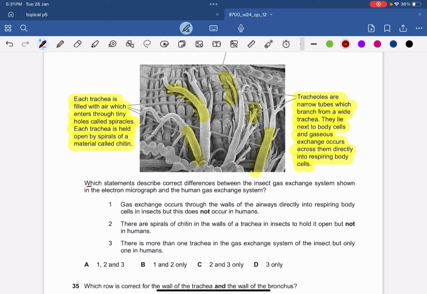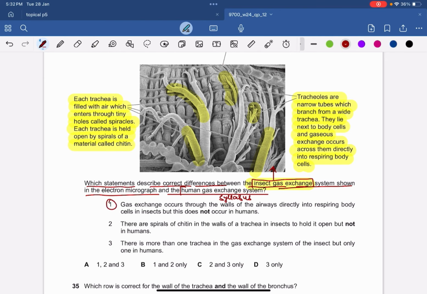They are asking which statement describes the correct differences between the insect gas exchange system shown in the electron micrograph and the human gas exchange system. Basically they have given us the knowledge of the insect gas exchange system, and the human gas exchange system is in our syllabus. The insect gas exchange system is not in our syllabus, but the information required to solve this particular question is given in the question.